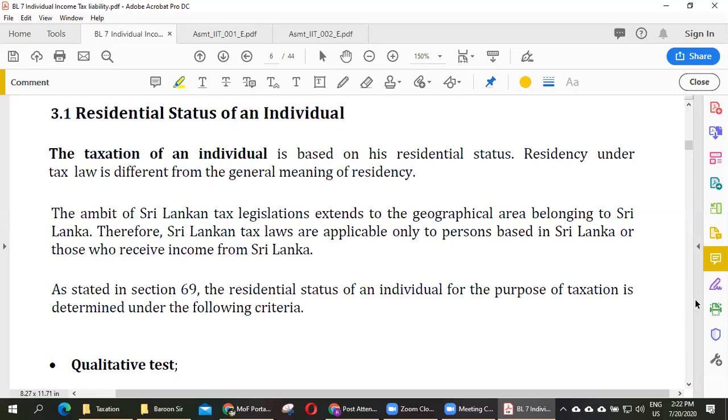And the famous cricketer, say for example, Virat Kohli, right? Virat Kohli is an Indian, no? Sometimes he comes to Sri Lanka, stays some days and goes back to India. He stays in Sri Lanka, say 190 days in that year, in a year of assessment. Is Virat Kohli resident or non-resident?